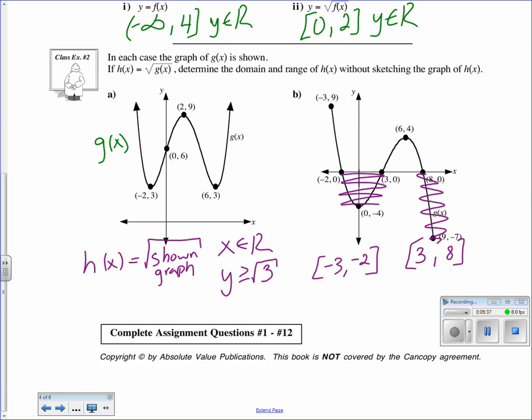What happens to my y values? Remember, my y values are going to get square rooted, so they're going to get reduced. Y is going to be greater than or equal to 0, but no more than 9, the square root of 9. I should write that the other way. Y will be greater than or equal to 0, but less than or equal to the square root of 9, which is 3. So my y values run from 0 to 3.